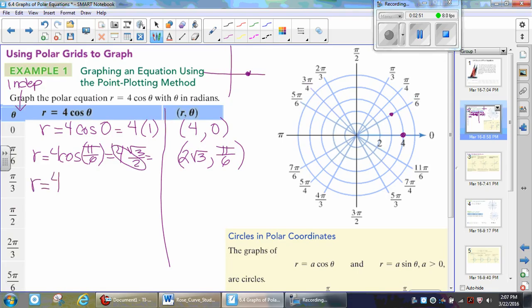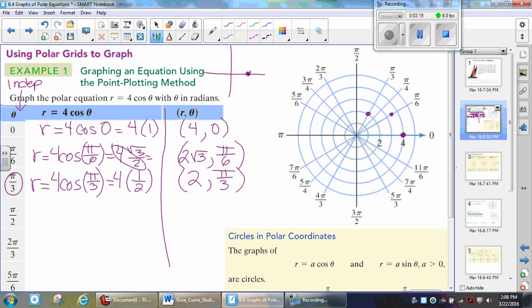Okay, so let's continue. r equals 4 times the cosine. Now our independent is pi over 3. So that's 4 times, what is the cosine of pi over 3? 1/2. So 4 times 1/2 is 2. So this will be 2 comma pi over 3. So let's see. We find pi over 3 and the radius 2. 1, 2.